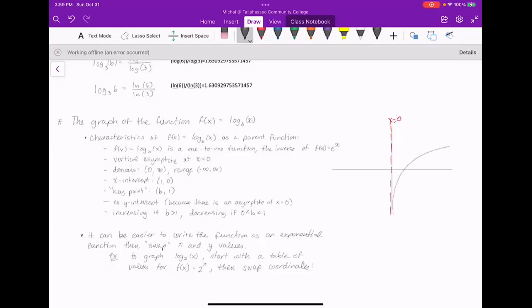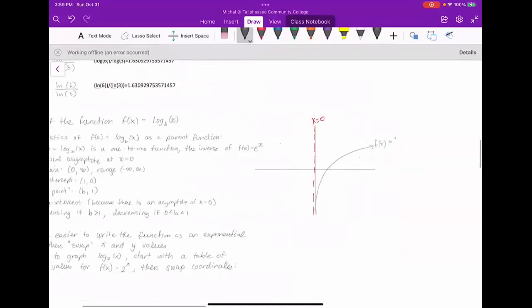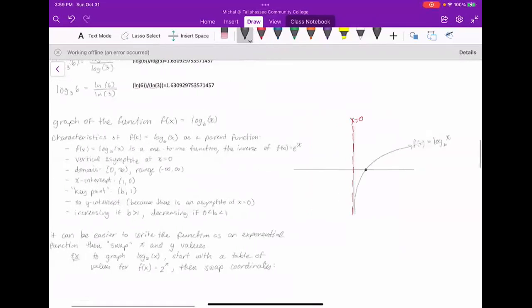So f of x equals log base b of x is my parent function. It has an asymptote at x equals 0. As you can see, the domain is all numbers where my x is positive. My domain is only positive numbers, so x is from 0 to positive infinity. My range goes from negative infinity to positive infinity because I can go from here up or from here down, and I still wind up with values.